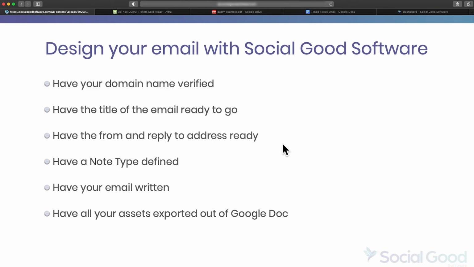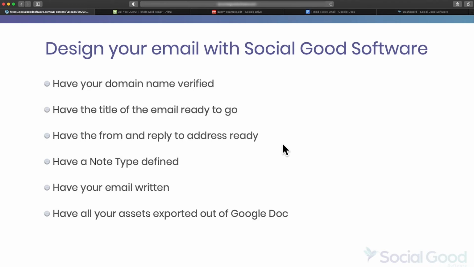All right, so now we finally are going to be getting to actually designing your email with Social Good software. Here's a couple of tips that you will need before you actually start writing the email. You need to have your domain name verified. This is something we do for your organization. So if you have not had your domain name verified, please reach out to us. We're happy to show you how to do that process. It's really simple. It doesn't take that long. Just reach out to us.